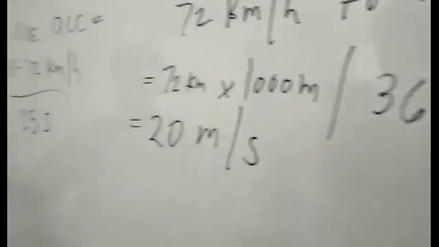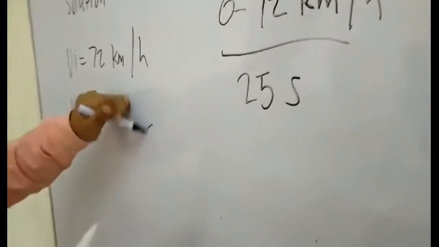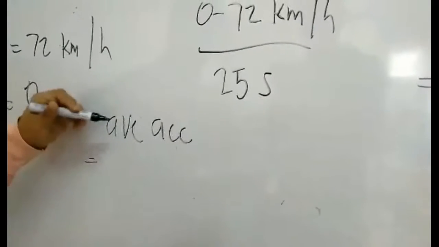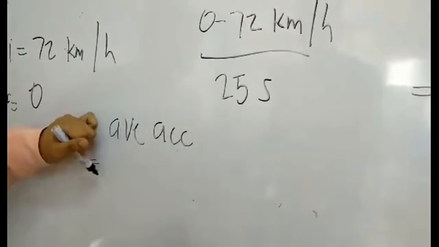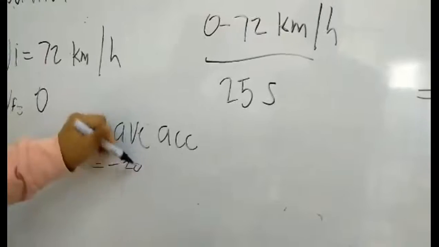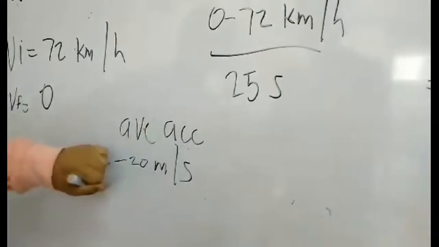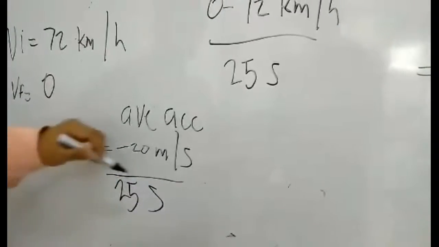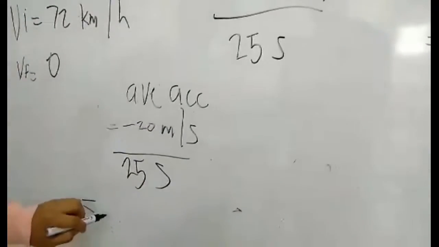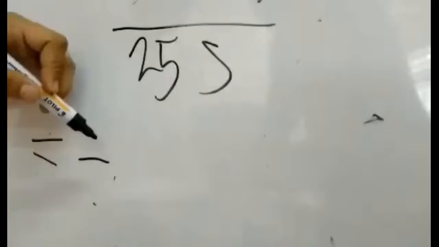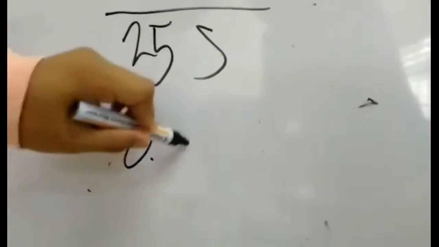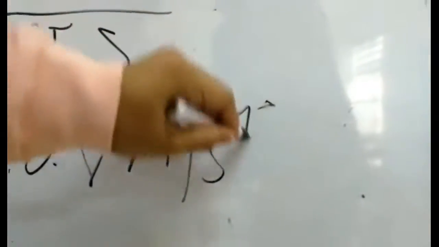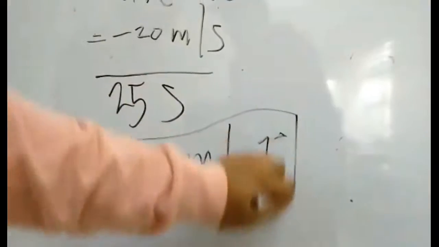Now, we compute the average acceleration. Zero minus 20 is negative 20 meters per second over 25 seconds is equal to negative 0.8 meters per second squared. Here's the average acceleration.